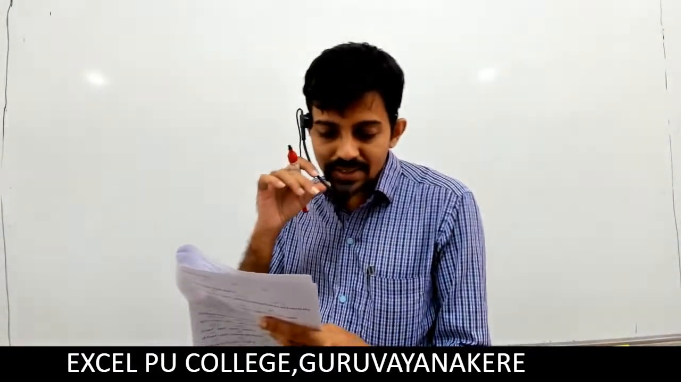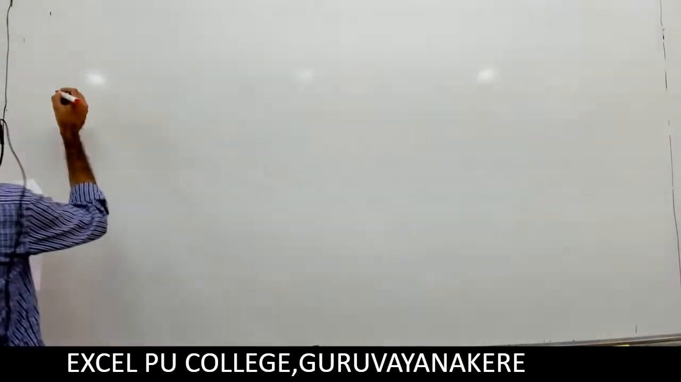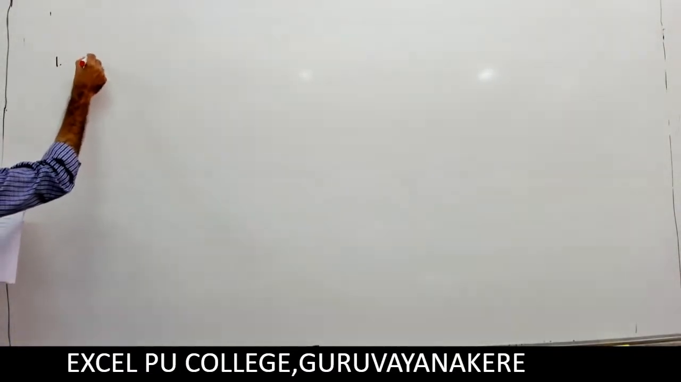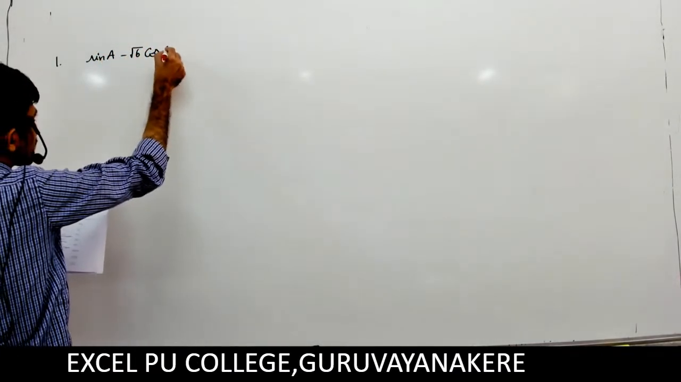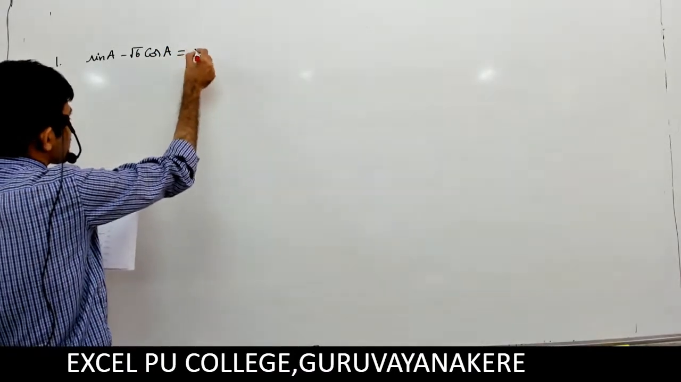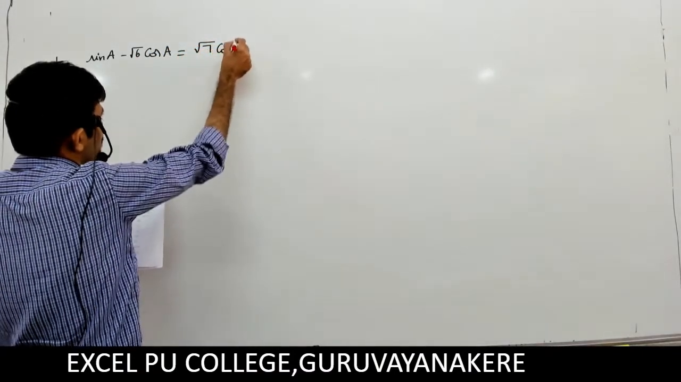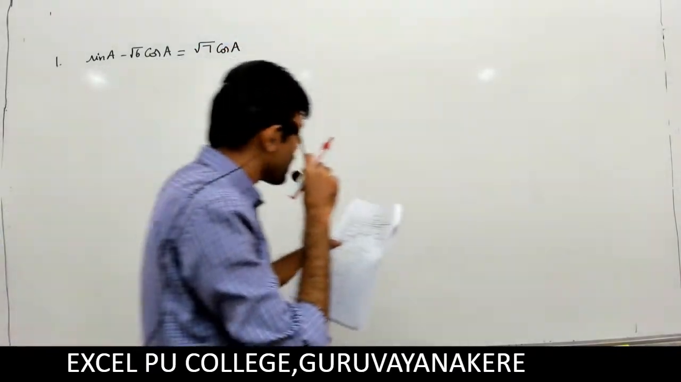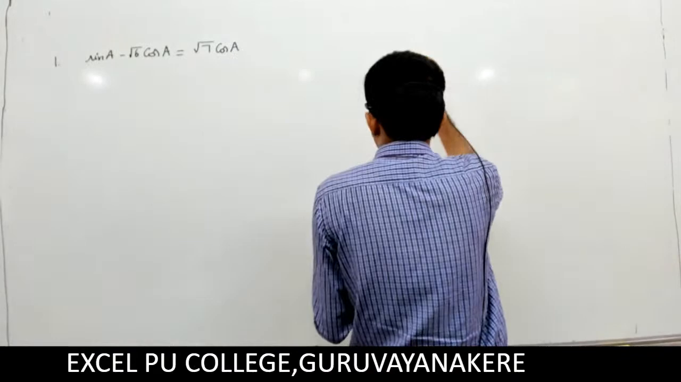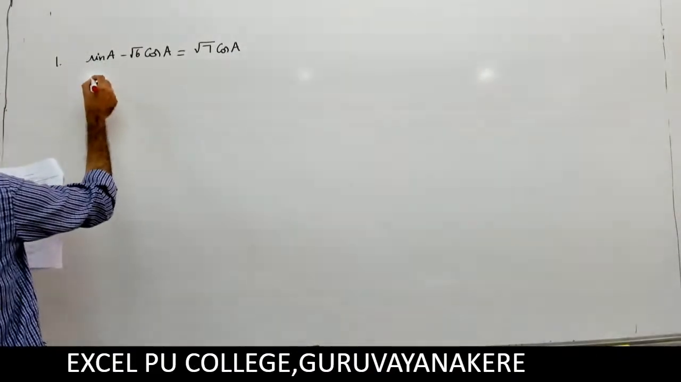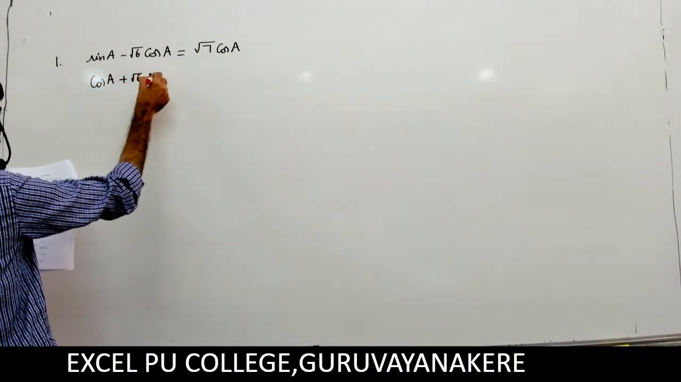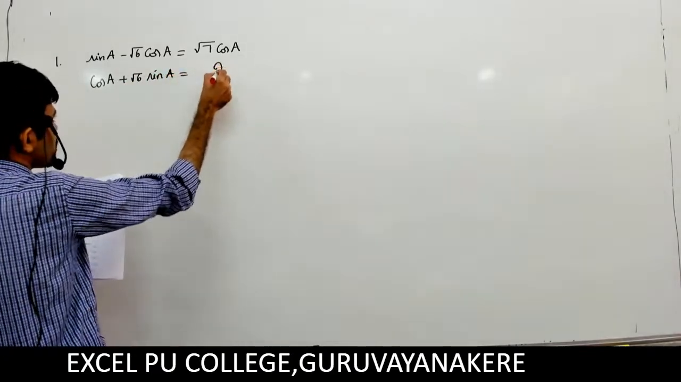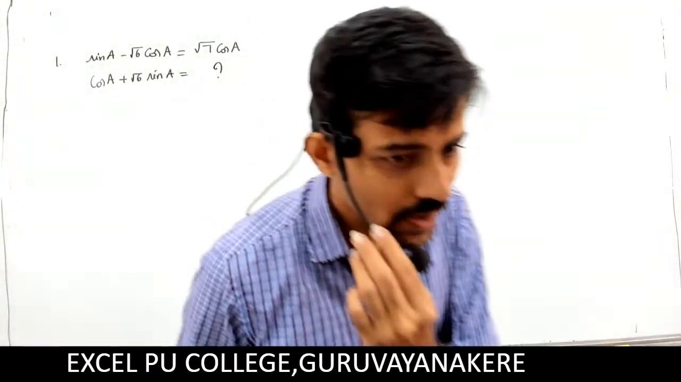Okay. First question. Given that sin A minus root 6 cos A is equal to root 7 cos A. What you have to find is cos A plus root 6 sin A. This is given. You need to find what is cos A plus root 6 sin A is equal to how much? You have to find out. Okay?